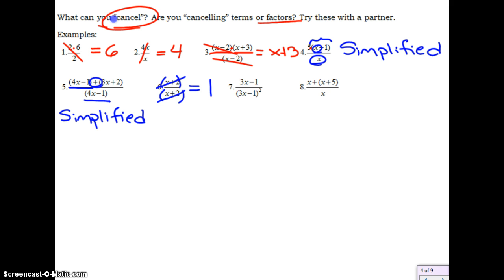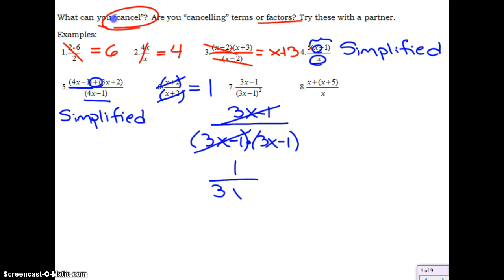All right? Number 7, I have 3x minus 1 in the numerator. I have 3x minus 1 squared in the denominator. What this really looks like is 3x minus 1 by itself, and then 3x minus 1 repeated in the denominator. They are factors, though, because they are multiplying by each other. That's how we got the squared. So that means I can actually cancel out one of the 3x minus 1s. That could cancel with either of the 3x minus 1s in the denominator. It doesn't matter, because all we'll be left with is 1 over 3x minus 1, and that would be our final answer.